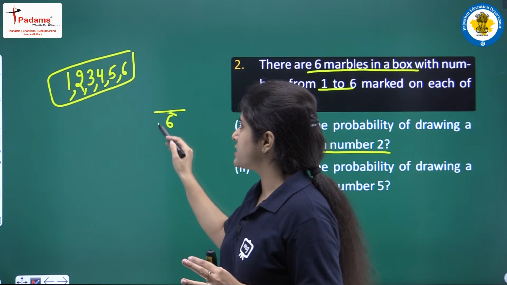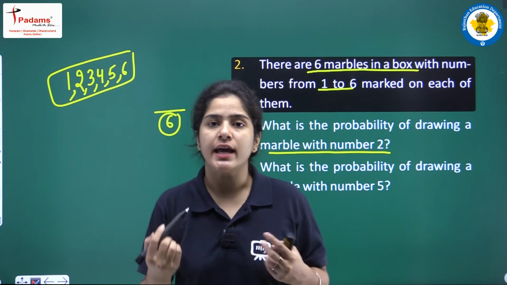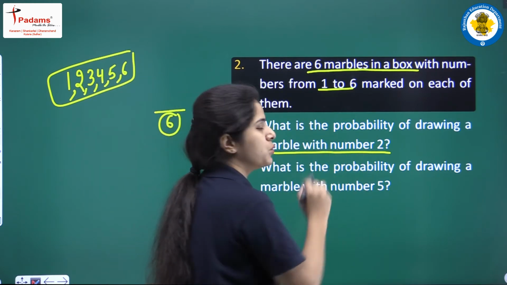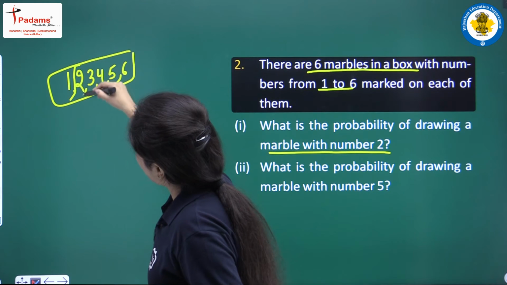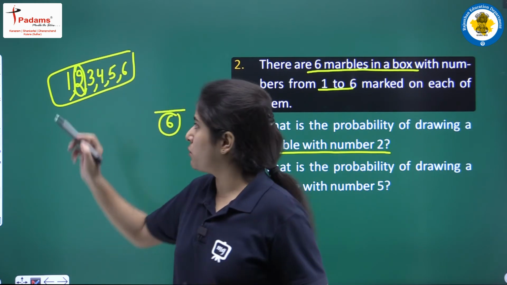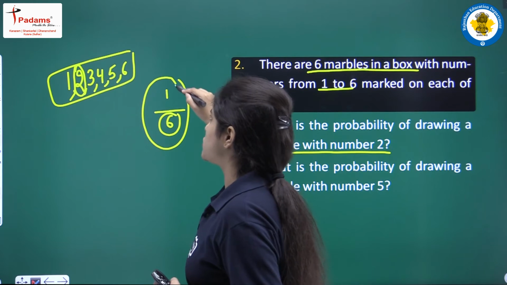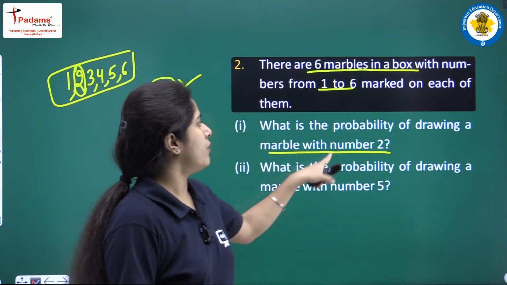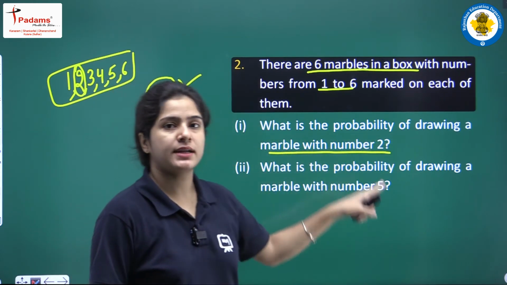So I have written this 6 at the bottom, and what I want is a marble with number 2. Okay, that is only 1. I want this thing only. So how many, like I want this only event, right? 1. So this is 1 upon 6. So the probability of drawing a marble with number 2 is 1 upon 6.